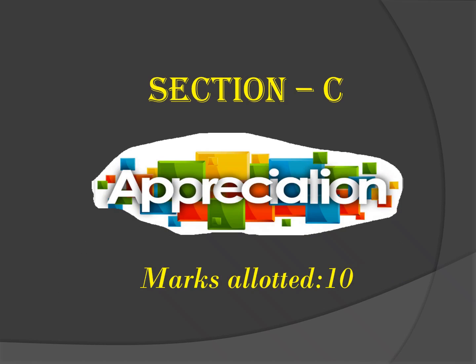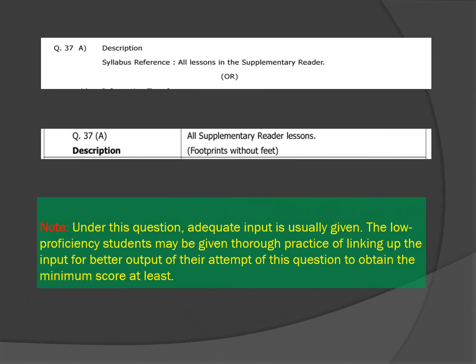The last component of this question paper, another component of section C, is allotted to appreciation, and the marks allotted for this are 10. Question number 37 will test the appreciation capability of the student, and here 37A is about description, and for this the input will be taken from any of the lessons or themes of the supplementary reader. Under this question, adequate input is usually given. The low proficiency students may be given thorough practice of linking up the input for better output in their attempt of this question to obtain a minimum score at least.